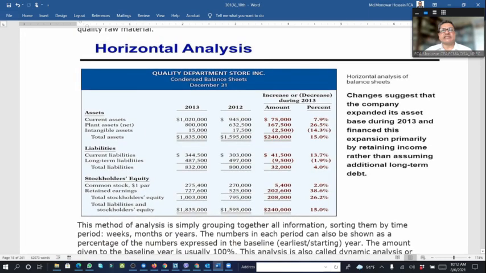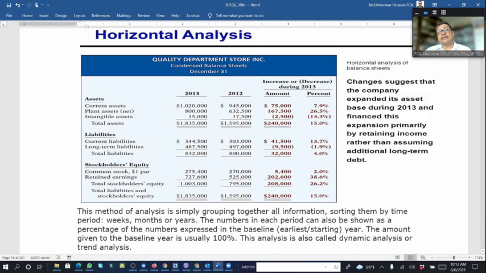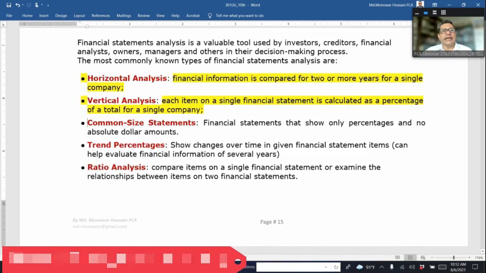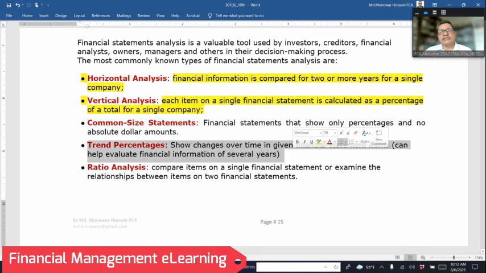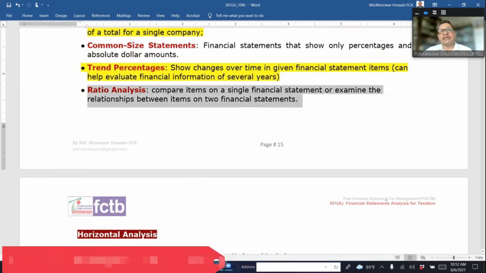That type of analysis we sometimes call the common size statement. The common size statement is also our vertical analysis. And some trend analysis shows the trend of where the company is going. Then ratio analysis is another vital part.